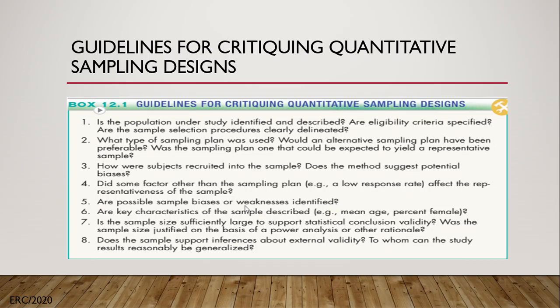Or are key characteristics of the sample described, like the mean age or the percent of females? Okay, is the sample size sufficiently large to support the statistical conclusion validity? Was the sample size justified on the basis of a power analysis or other rationale? Does the sample support inference of external validity? To whom can the study results reasonably be generalized?